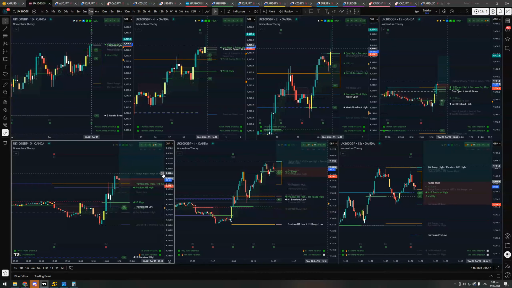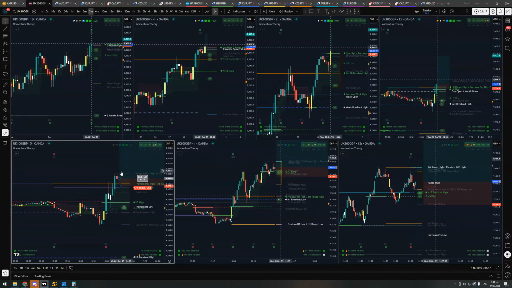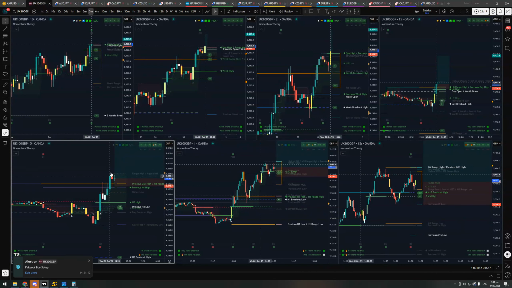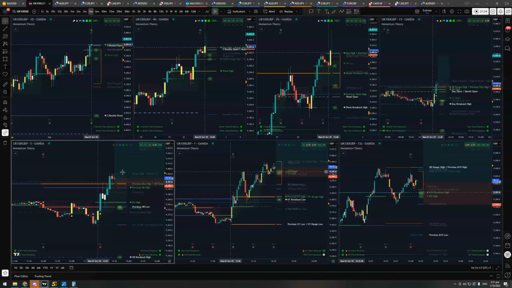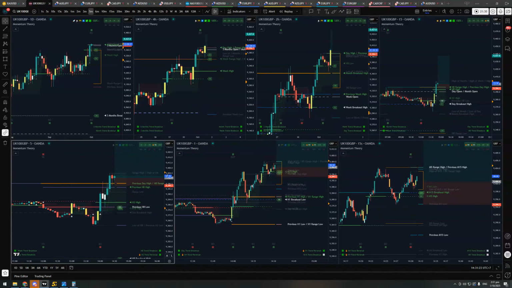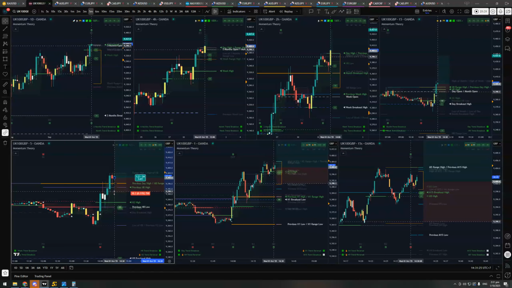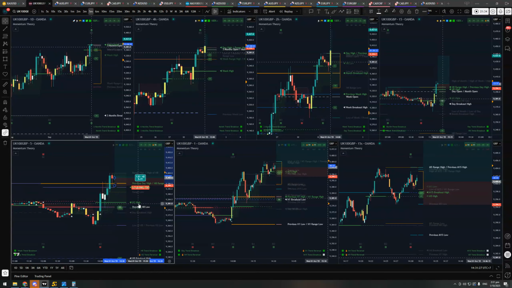So I took an aggressive one. I just need to see price get above that M5. This would have been the better. The better entry would be above the M5, but I got in at the 5-second one. And then the better stop would be down here. But again, high risk, high reward.